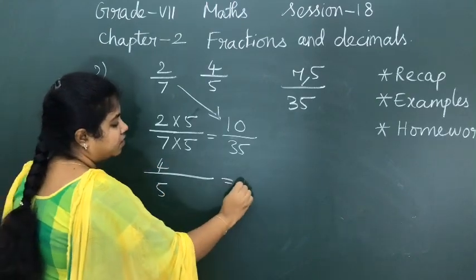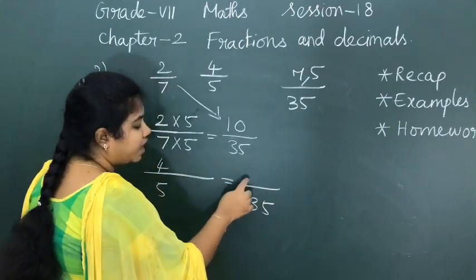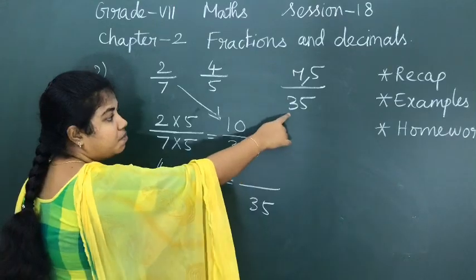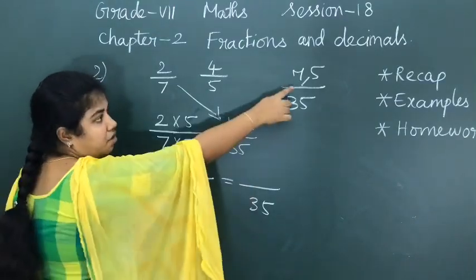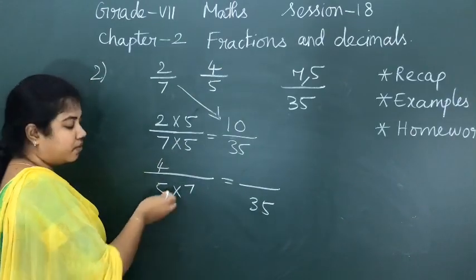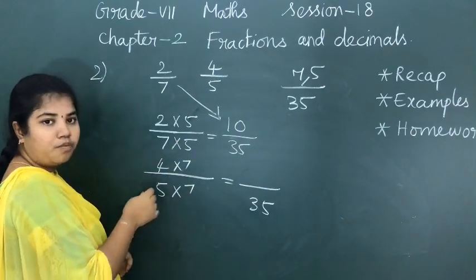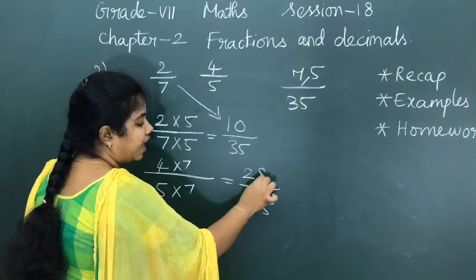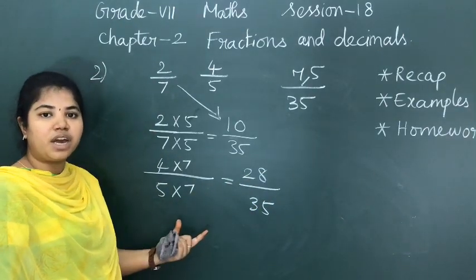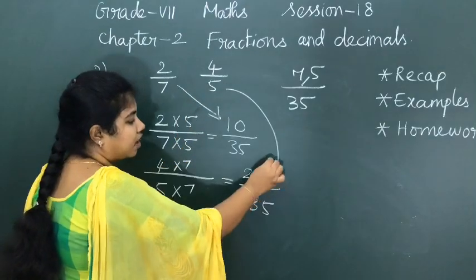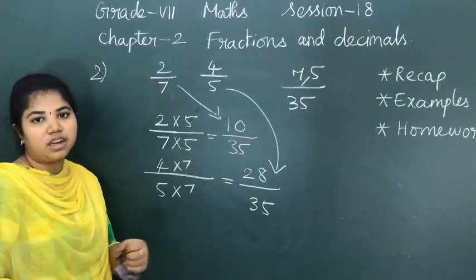4 by 5 which is equal to dash by 35. Why am I writing dash by 35? Because my LCM is 35. So 5 into dash is equal to 35. 5 into 7 is 35. So multiply the same number on the top. What is 4 into 7? 28. It is 28 by 35. Can you understand how we are converting? Now 4 by 5 is converted as 28 by 35.